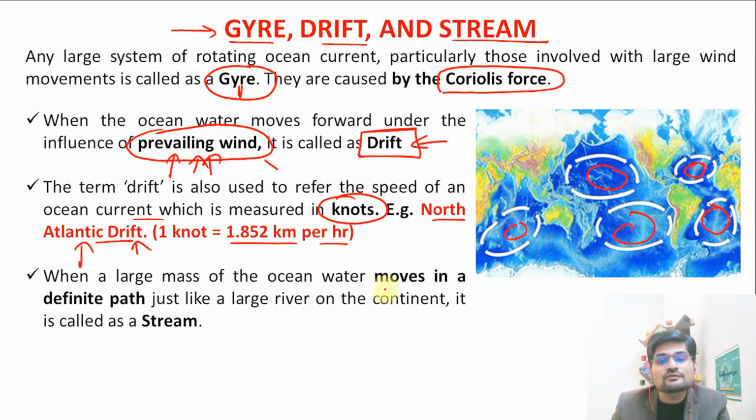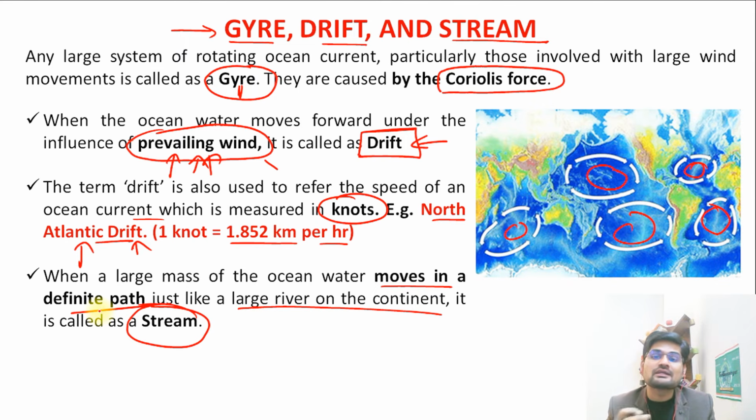When a large mass of ocean water moves in a definite path, just like a large river on the continent, it is called a stream. Now remember, when large ocean water movement happens because of a particular differential in temperature, salinity and also density, then it is called a stream, because stream is basically a flow of water that we know on the land, right? So similarly, it is called stream movement.